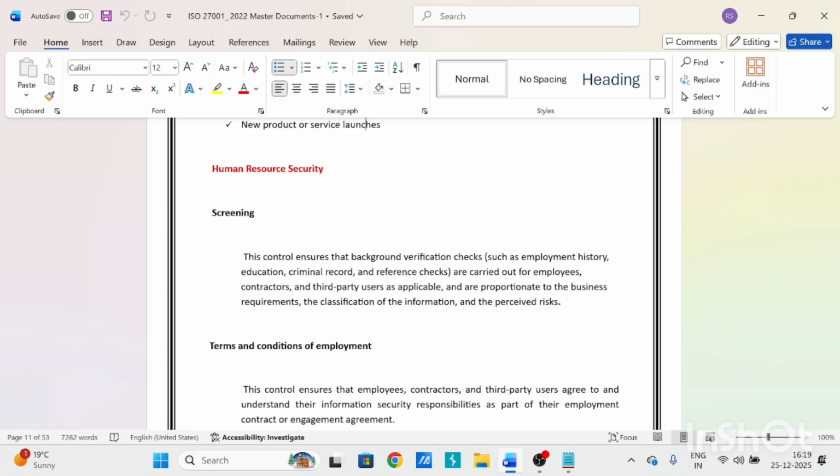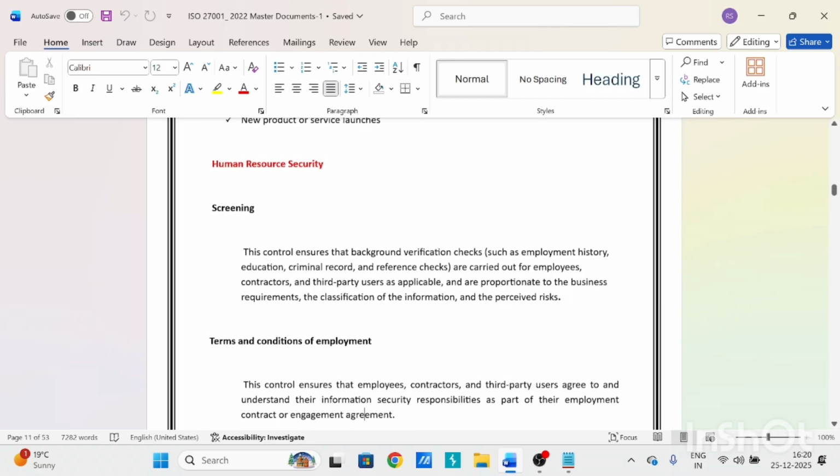Screening means we need to examine and evaluate the past experience of the associate in terms of the employment history, in terms of the education, in terms of the criminal record, and in terms of the reference checks. This screening is applicable for in-house employees, for contractor employees, and for subcontractor employees also.